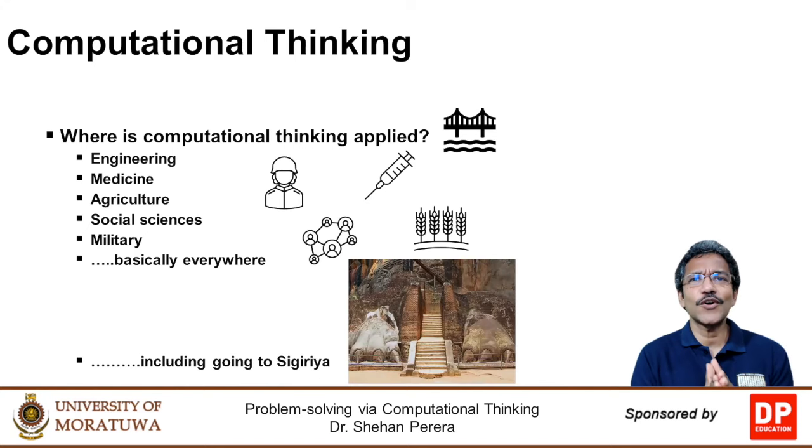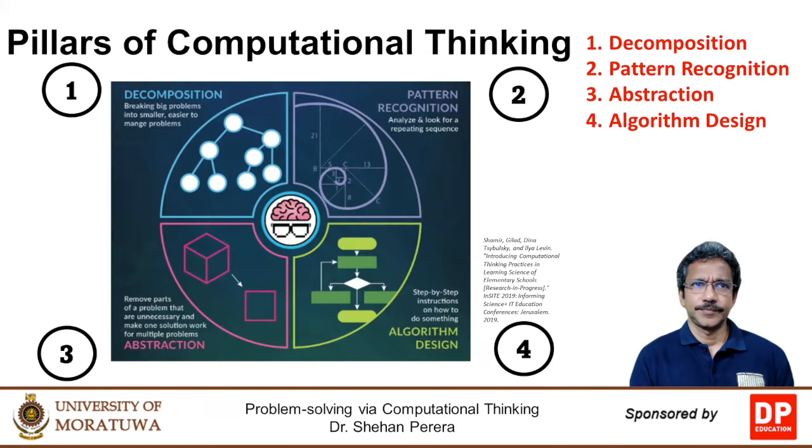We can also solve the problem of going to Sigiriya using computational thinking. There are 4 parts to computational thinking. We will look at each one of them separately with our example of solving the problem of going to Sigiriya. Once you look at the example, you will understand these very clearly. But for now, let's look at what they are very briefly.